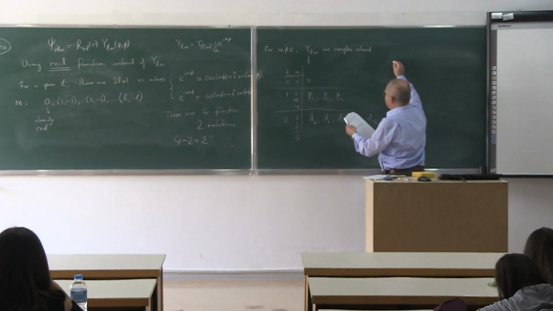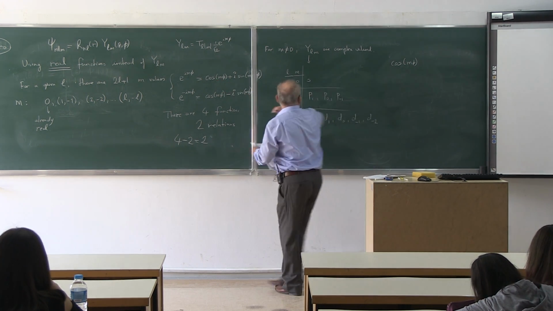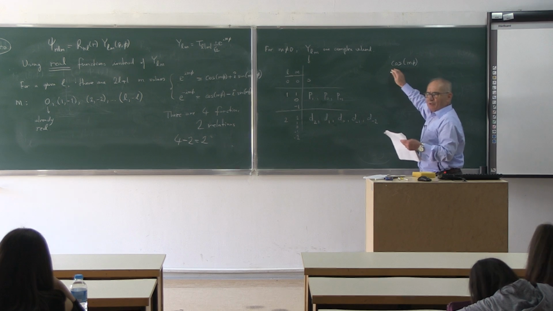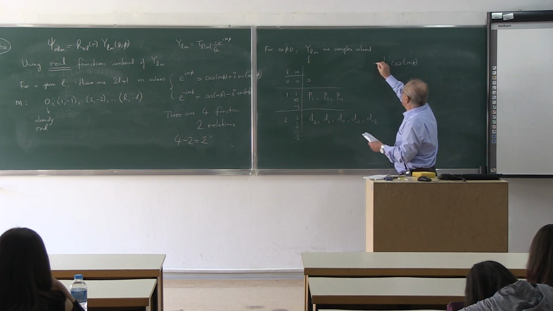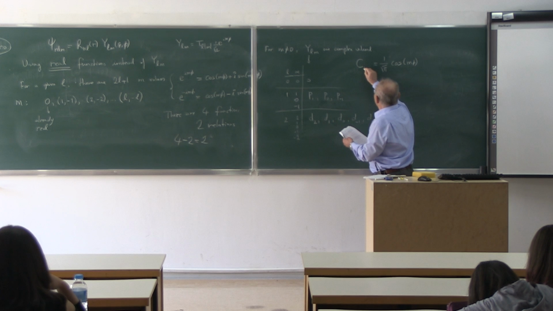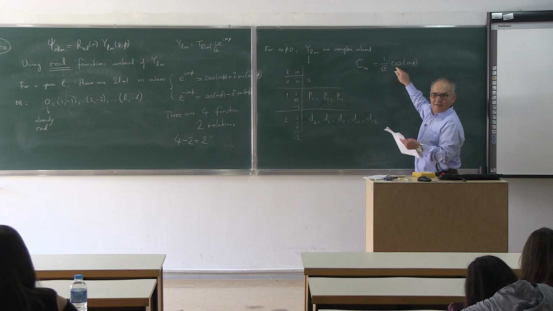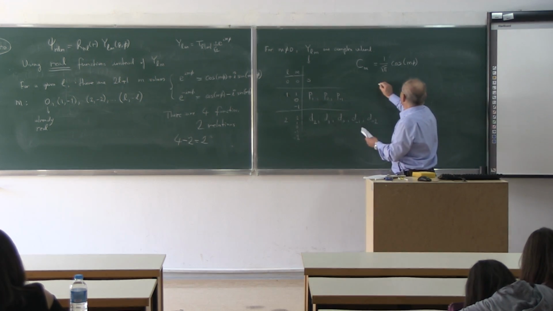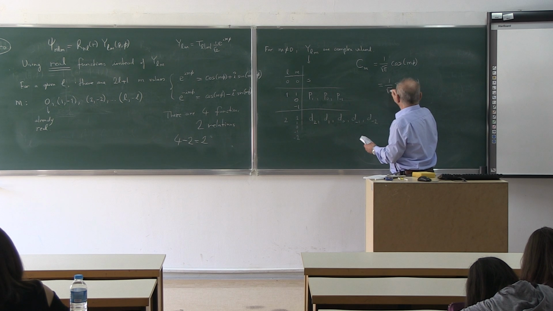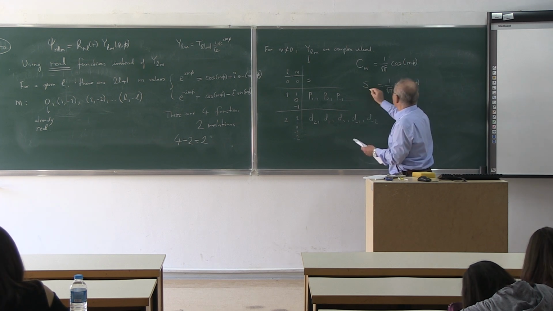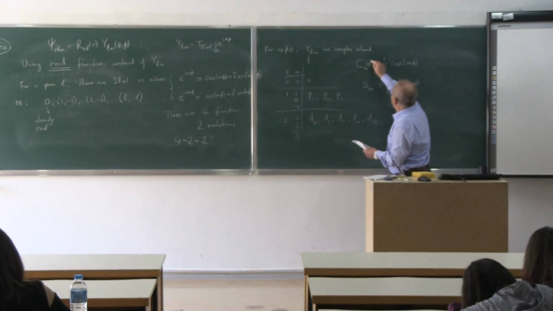We take cosine, this function. Let us also make sure it is normalized, and the normalization factor is 1 over square root of pi. This I will call capital C m. C reminds me of cosine. Similarly, I will take the sine function, and the normalization factor is 1 over square root of pi. I will call it S m. These are my phi functions.